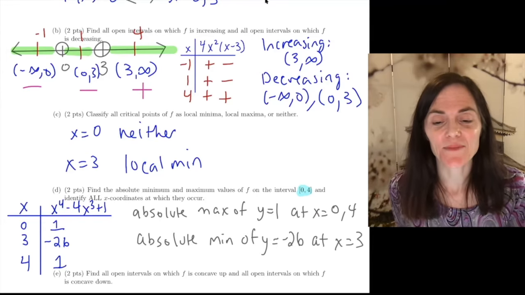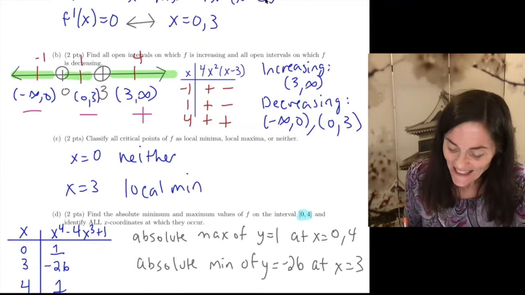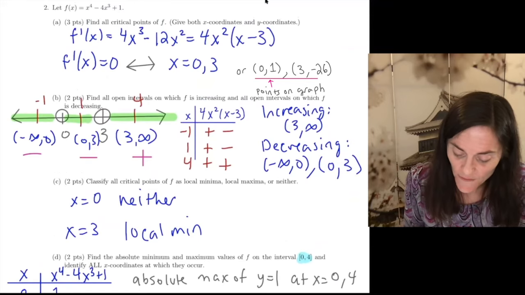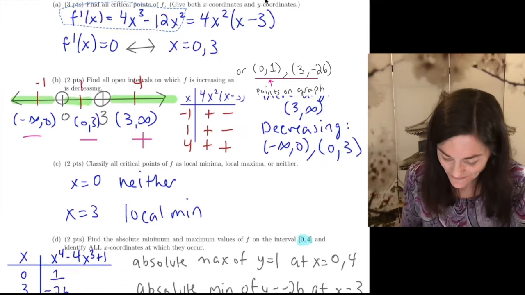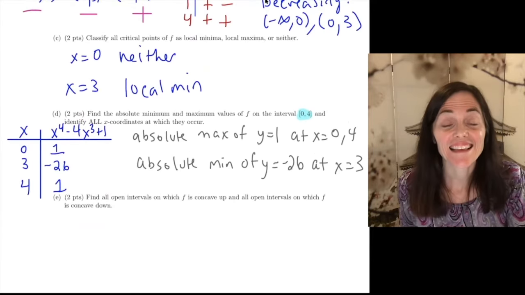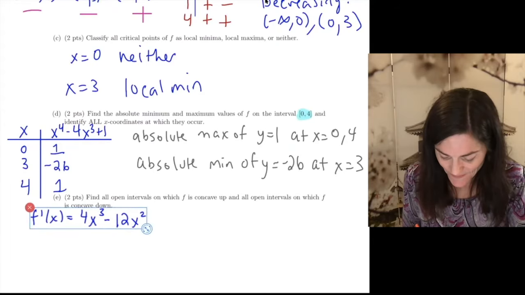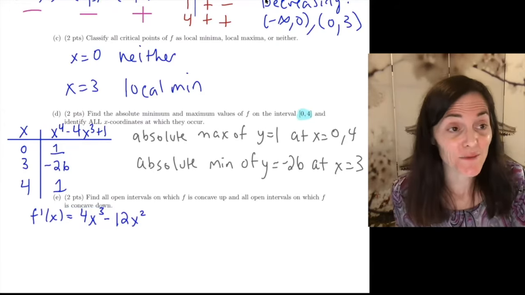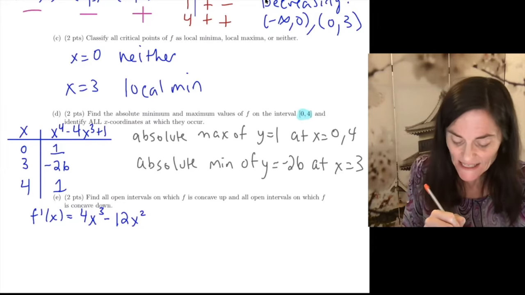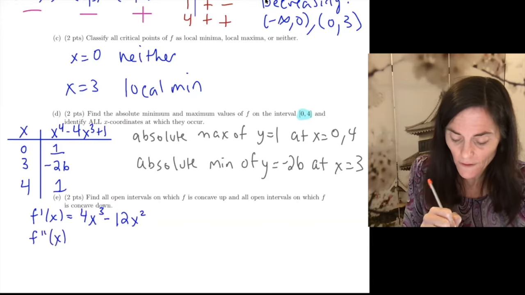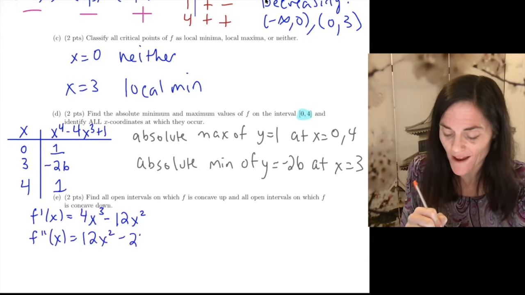This is part D. Now the last one is about concavity. Let me copy the derivative, because concavity has to do with the second derivative. And in order to get the second derivative, well, of course, we take the first derivative and then we differentiate. The second derivative is 12x squared minus 24x.